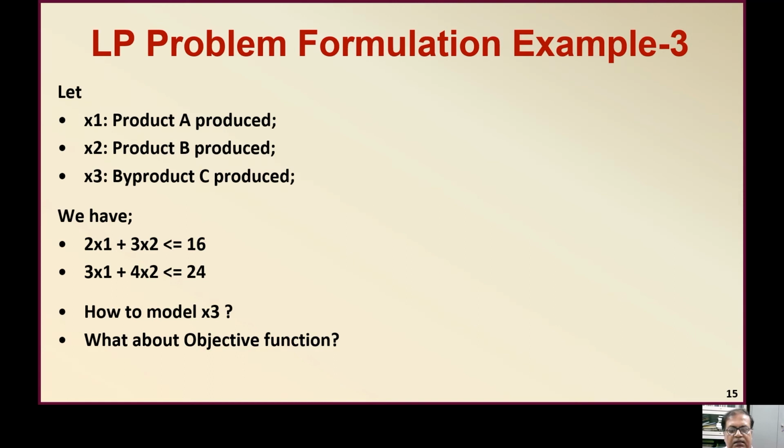But the question then is how to model x3, that is the byproduct, right? What about the objective function? Because you cannot simply write 4x1 plus 10x2 plus 3x3, because the entire byproduct is not going to be x3. There will be some units that are to be destroyed, and how much? Only 5 units are profitable. So certain gaps are already there. Now the question is, how do you fill up these gaps?